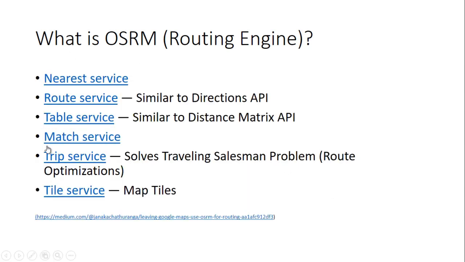These are the services that OSRM provides, which include the nearest service, route service, and table service. Route service is similar to the Google Direction API. Table service is similar to the Distance Matrix API. Match service and trip service for optimization of routes, shortest possible routes, are also provided by OSRM, and OSRM also provides tile services.